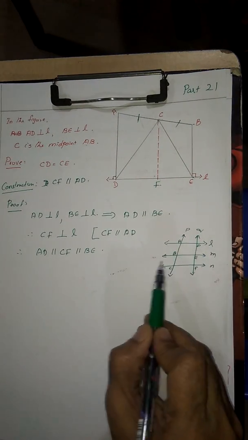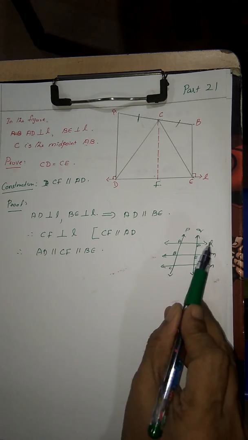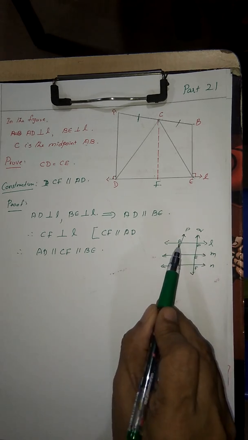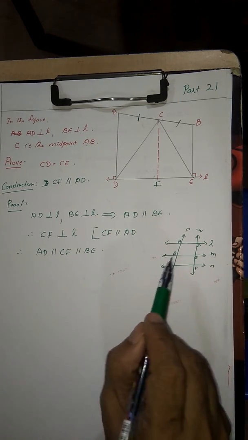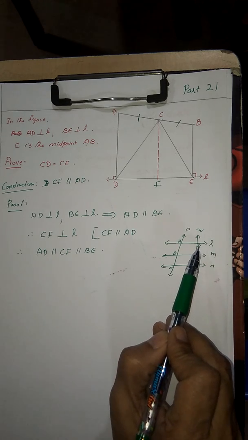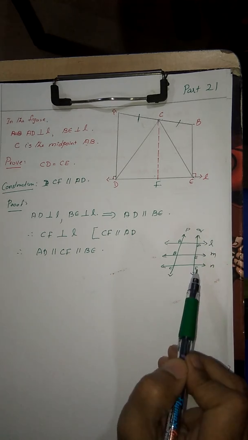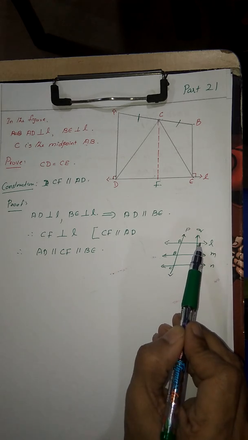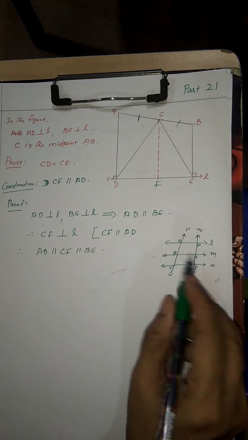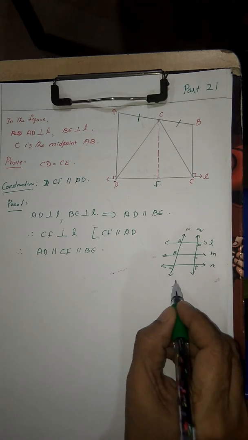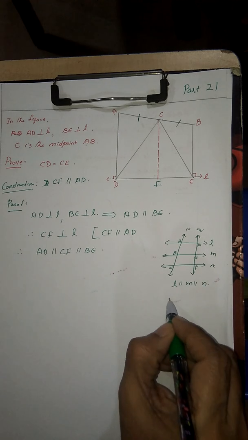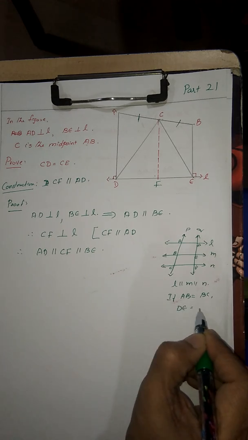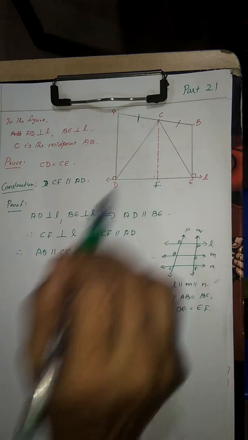We know if the lines L, M and N are parallel to each other and they cut equal intercepts on a transversal, that is AB is equal to BC, then they will cut off equal intercepts on the other transversal also, that is DE is equal to EF. So we are going to apply this here.